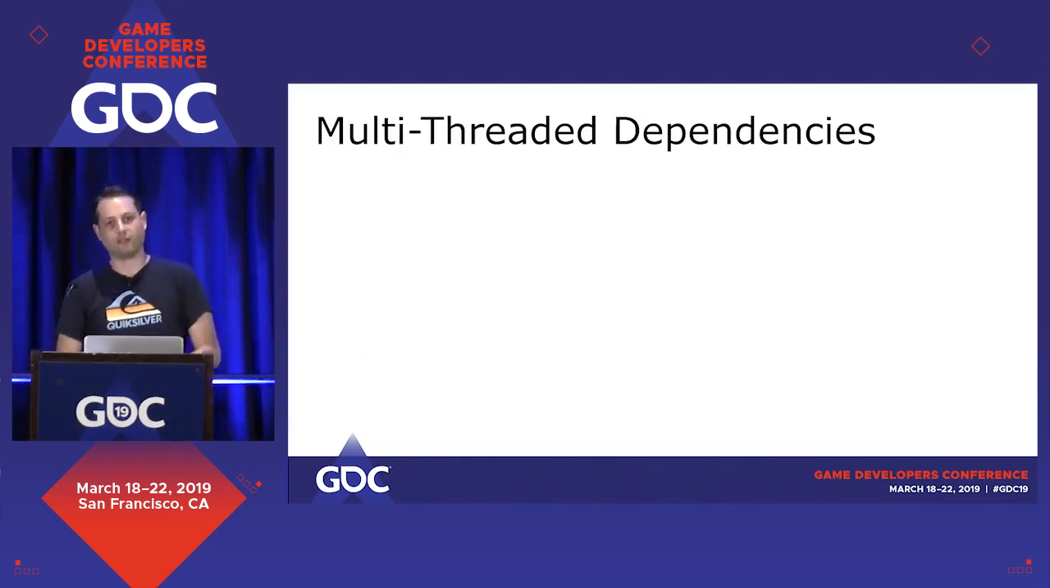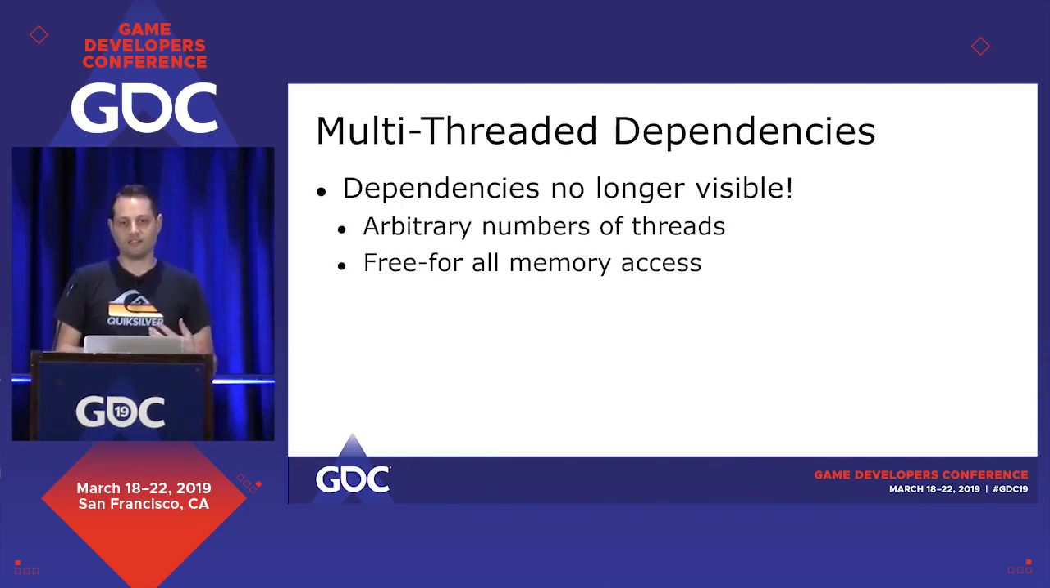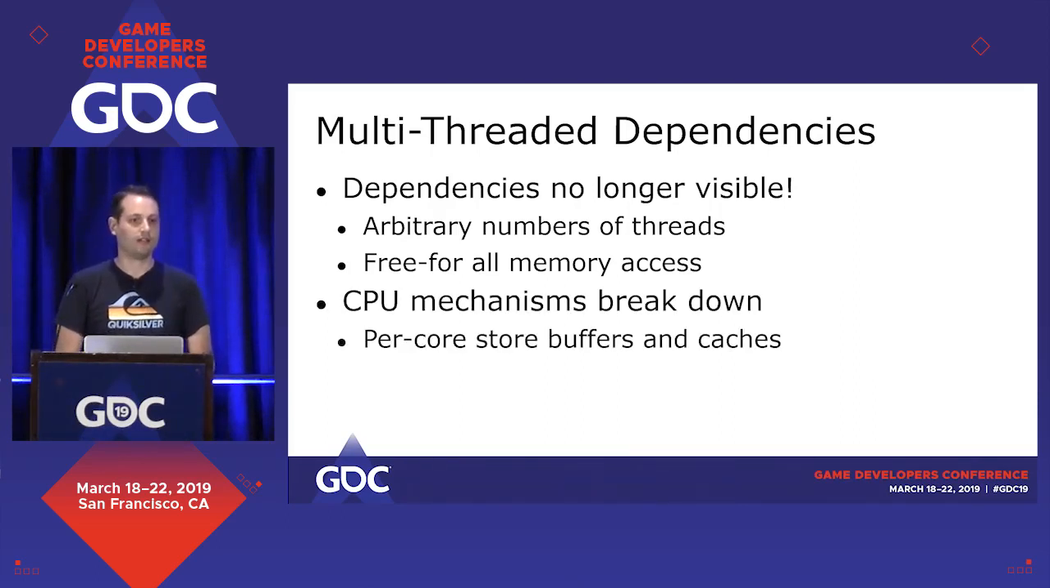And of course, you go to the multi-threaded world, and suddenly everything's crazy, right? Now the thing is you've still got dependencies, but now they span across different threads and different cores, and it's no longer tractable to automatically figure out where those dependencies are. Because you've got arbitrary numbers of threads and cores, and they can all access whatever memory they want. And so at this point, your CPU and compiler mechanisms start to break down.